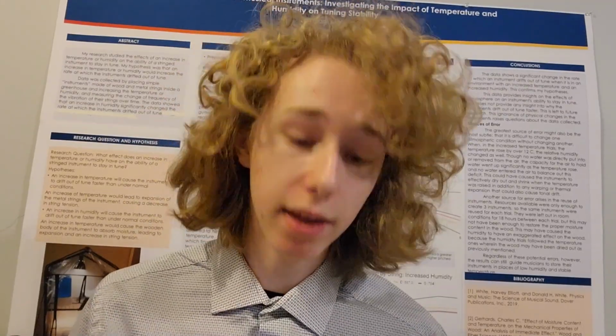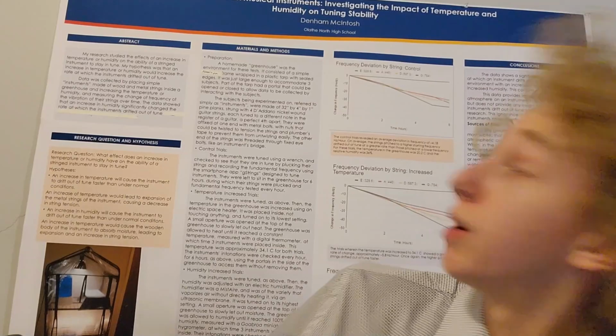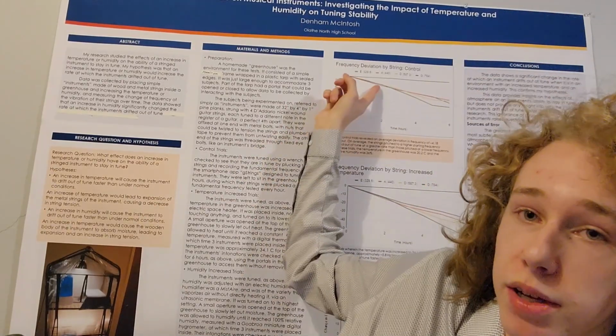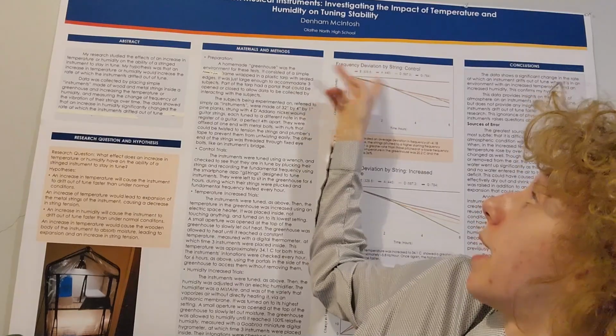For my control trials, just to set a standard of how far they drift out of tune with nothing extra affecting them, I placed them in the research environment in my basement, and I allowed them to sit for a period of 6 hours, during which every hour I would come back, pluck every string and measure its intonation with a phone app designed to tune instruments, to find how their intonation changed over time. On my poster here, you can see the control trial right up here. They all drifted out of tune to what musicians call flat. That means the intonation decreased over time.